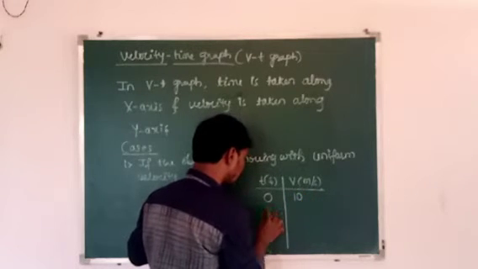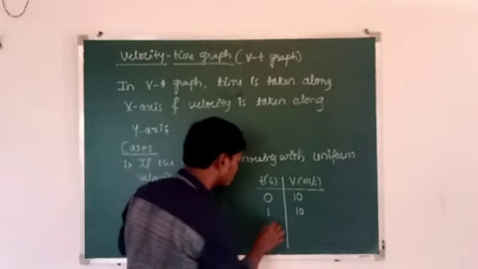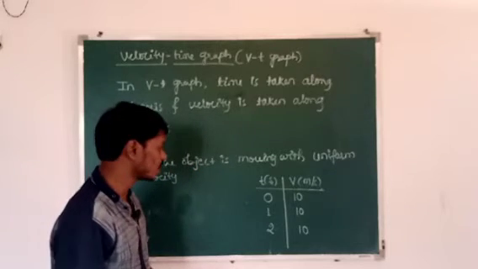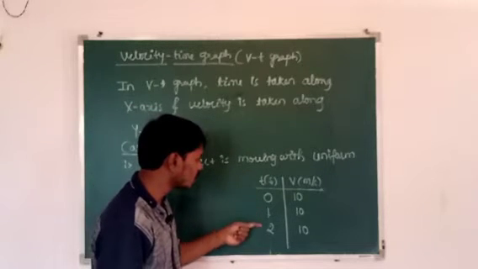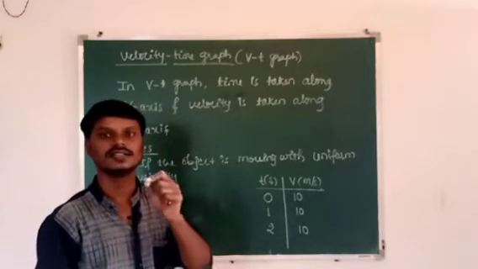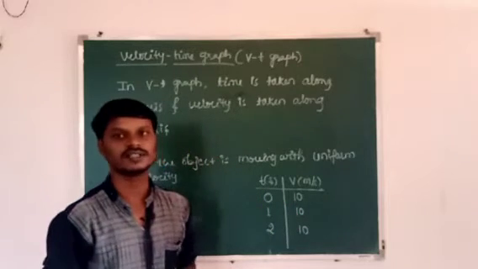Then after 1 second the velocity of the object is 10 meter per second. After 2 seconds the velocity of the object is 10 meter per second. So listen here, even though there is an increase in time, there is no change in velocity, which means at every instant of time the velocity of the object is the same, that is 10 meter per second.